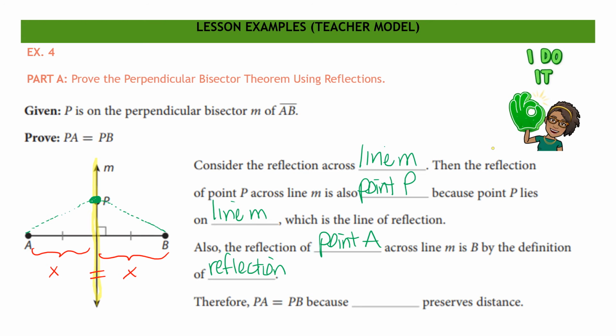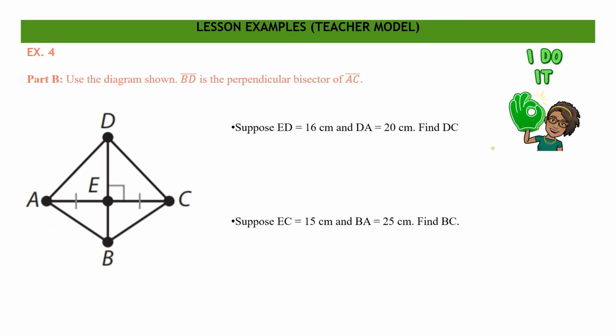Because if the distance from A to the line of reflection is the same as the distance from B to the line of reflection, and P is on the line of reflection, we know that these two distances are in fact the same, congruent, equal, because reflection preserves distance. And we're going to see that in part B of example 4. So now that we've proved the perpendicular bisector theorem by reflection, we're going to put it into practice.